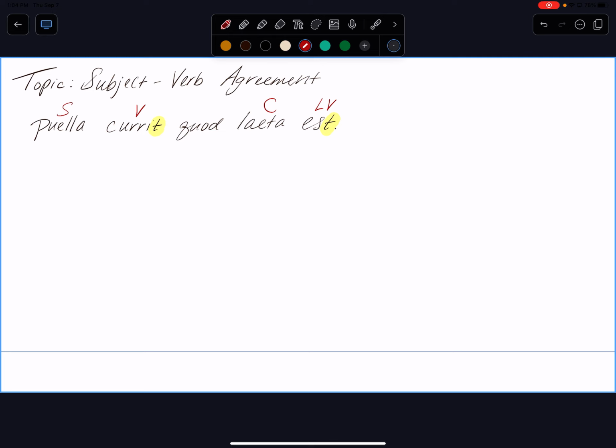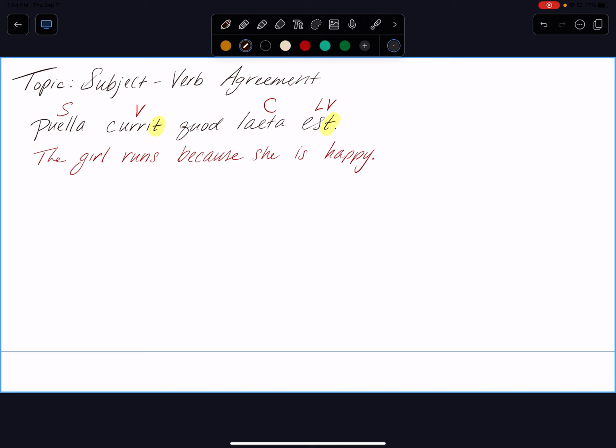So, our translation: the girl runs because laeta est, she is happy. I thought it was the girl was happy because she ran. I would say that you could do it that way, but I would pay attention to the quod. The placement there is kind of important. One thing has to come before the other, logically, I guess.